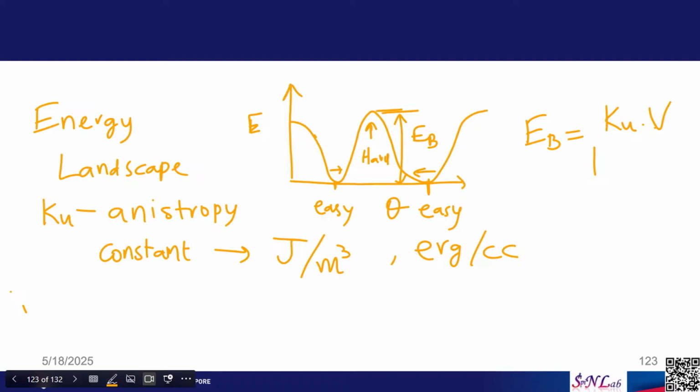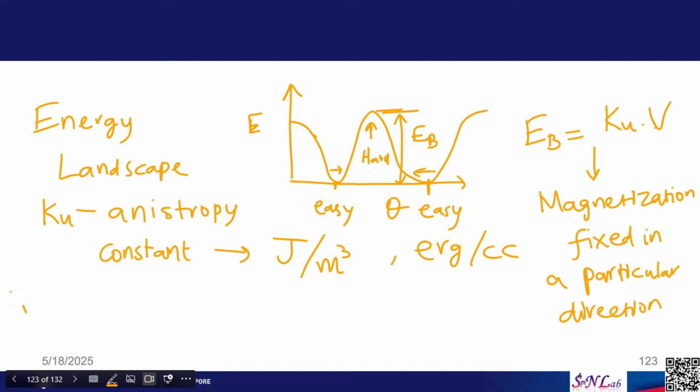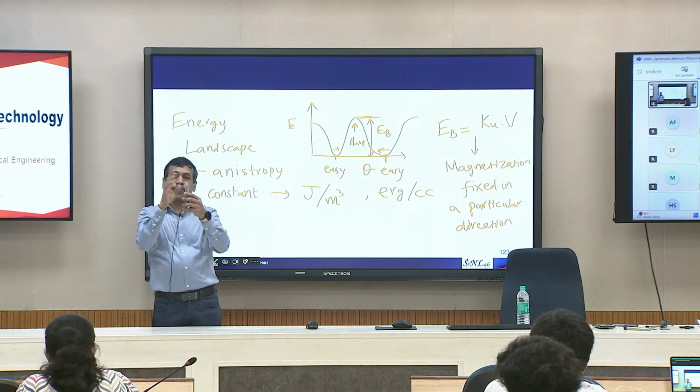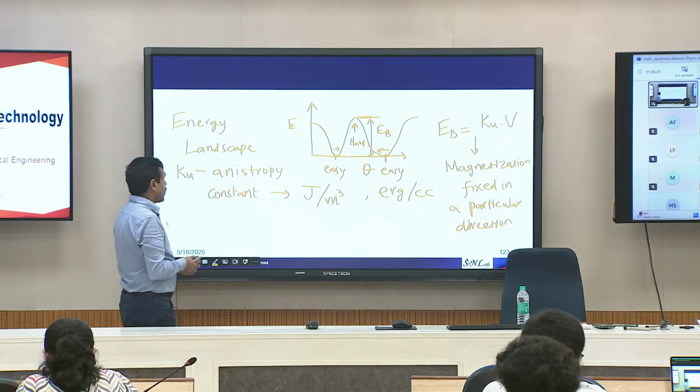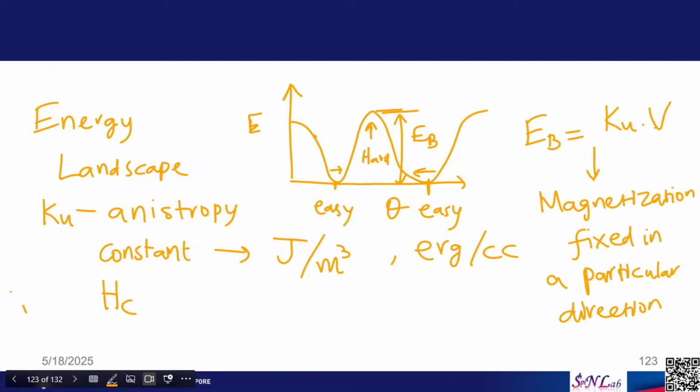This K_uV is the one that keeps the magnetization fixed in a particular direction. If this energy barrier is small, you can easily change the polarity from north to south. If this barrier is very large, then you have to supply a large amount of energy to switch the magnetization. So, the coercivity of the material, for example, depends on K_uV. What makes a material hard or soft? Basically, the anisotropy constant.